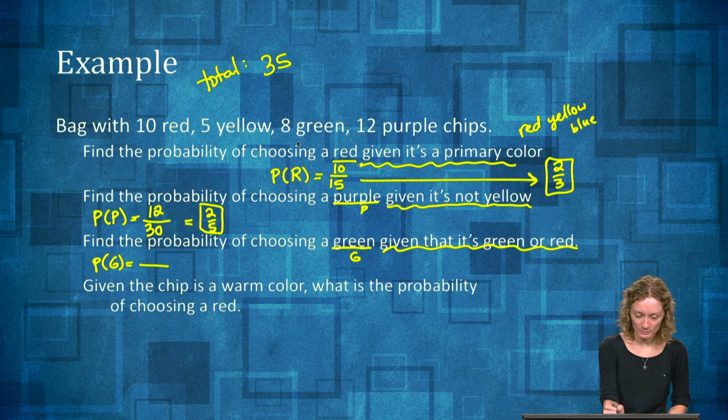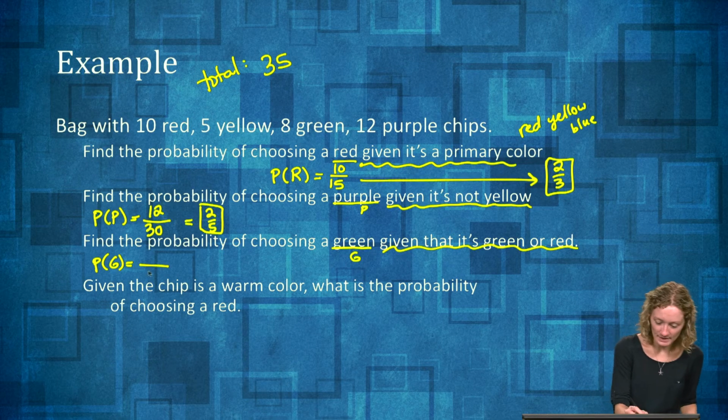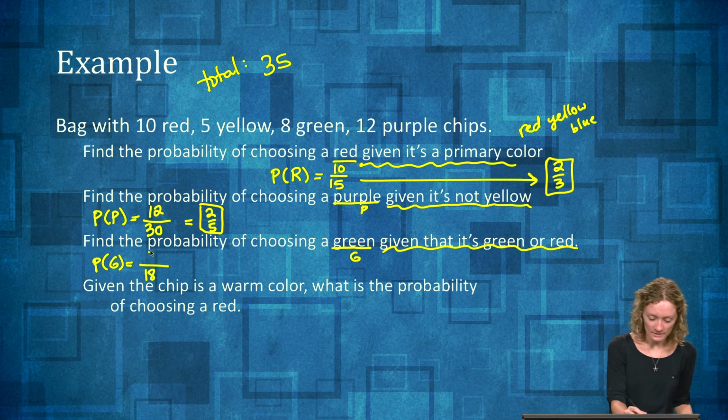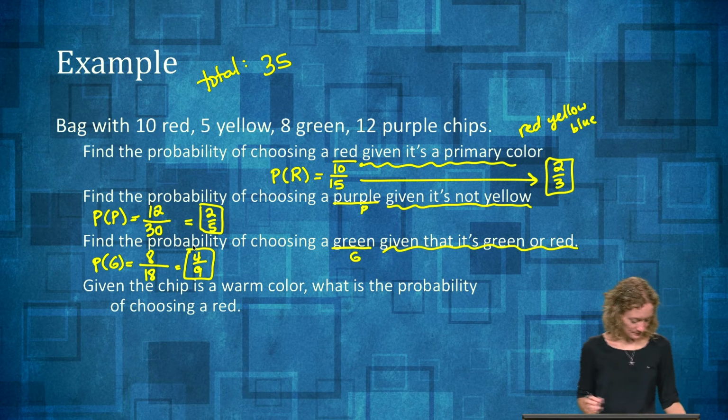10 plus the 8, 18. Of the 18, how many fit your criteria of being green? Of the 18, there are 8 that are green. This simplifies to 4/9.